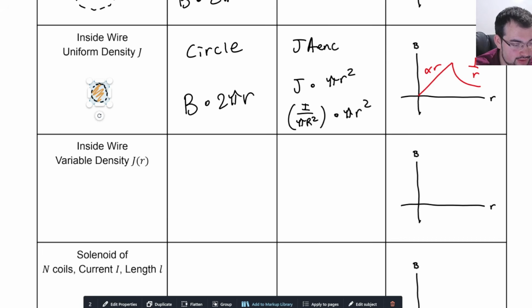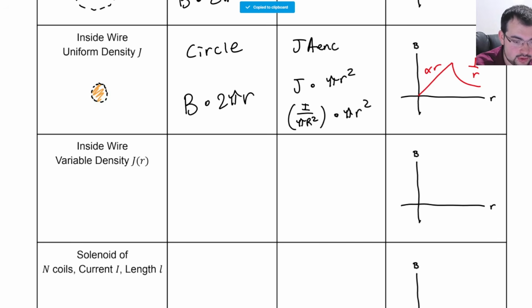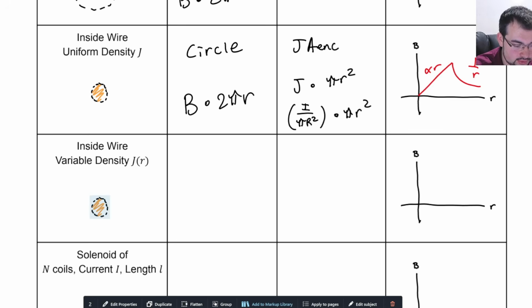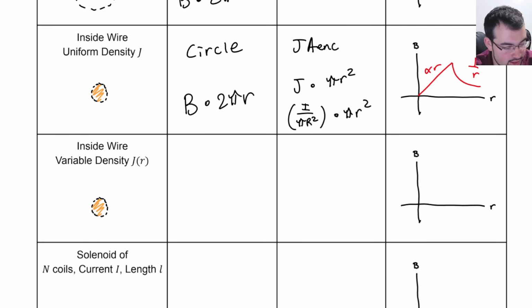copy pasting is not my friend today, apparently. You know, that would have taken way less time just to draw that.